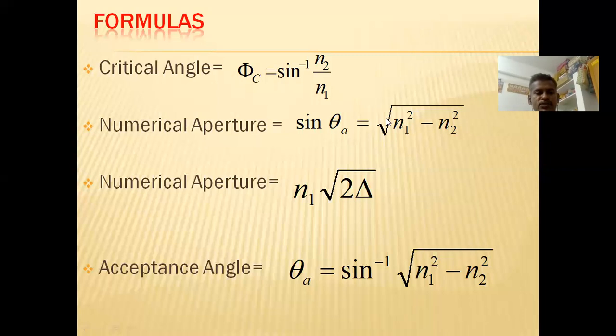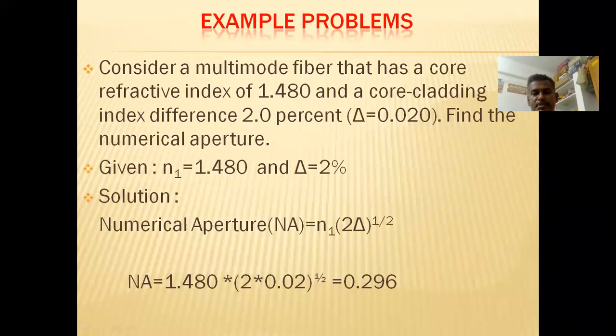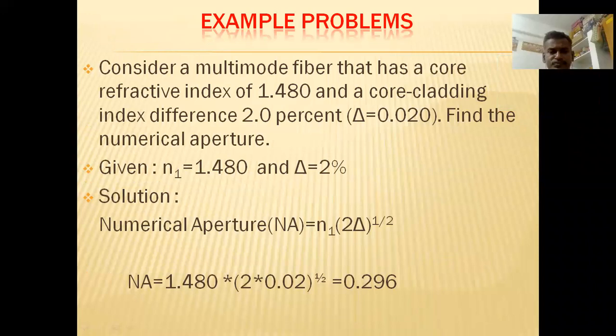Students, in today's class we are going to see some problems related to critical angle, numerical aperture and acceptance angle. So this is the first example problem. Consider a multimode fiber optical cable that has a core refractive index of 1.480 and core and cladding index difference is 2%, that is delta value is equal to 2%. Find the numerical aperture. First you should write the given data, that is n1 is equal to 1.480 and delta is equal to 2%.